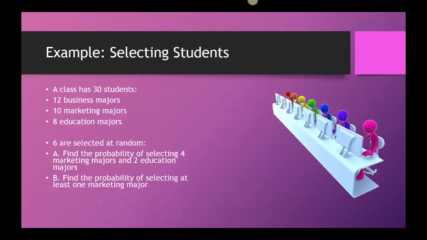Okay, so let's look at another example, and this one I said selecting students. So suppose I have a group of 30 students in a class, and they happen to have 12 of them are business majors, 10 are marketing majors, and 8 are education majors. And we're going to select a group of 6 of them at random. I want to know the probability that 4 are marketing majors and 2 are education majors. And then B, I want to find the probability that at least one of them is a marketing major. Threw that word at least in again.